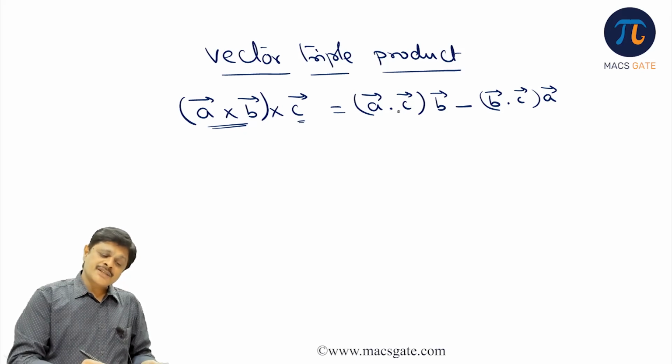Okay, the answer is A dot C. This is a constant, sir. Constant into B bar minus constant into A bar. Directly you get the answer.